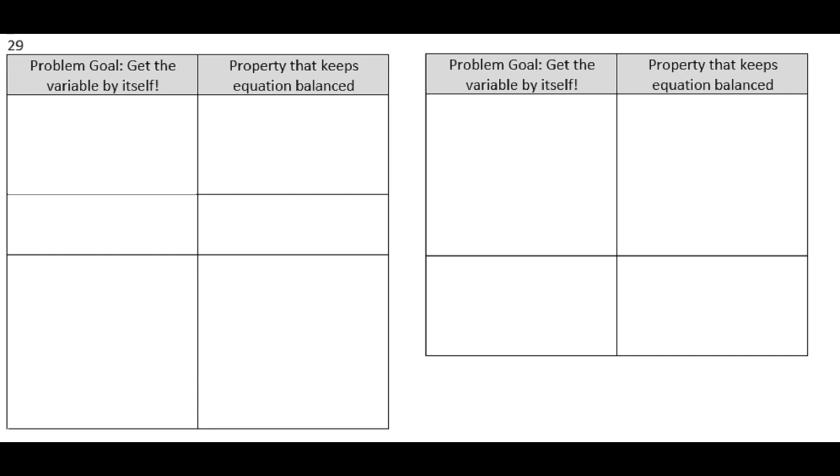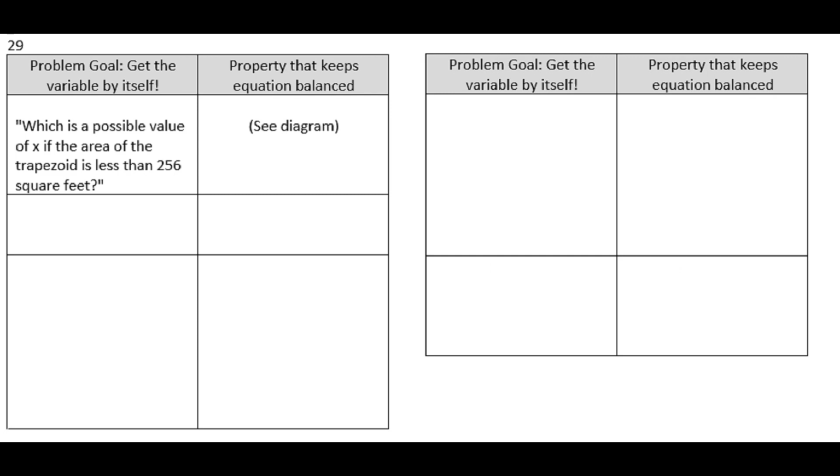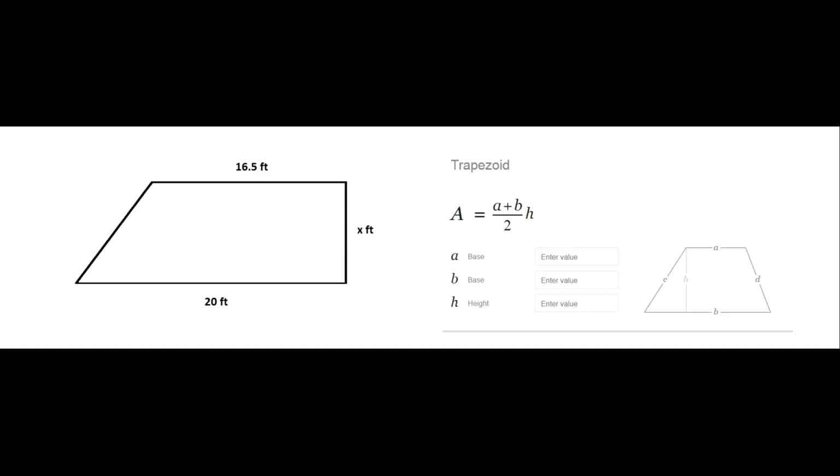This is the homework assigned for the evening of January 8th, 2018, and we're starting with number 29. We're looking again at inequalities, but this time we need to draw a diagram. So this is a trapezoid. It says, what's the possible value of x if the entire area is less than 256 square feet? At the top here we have 16.5 feet, the bottom is 20 feet, the height is x feet.